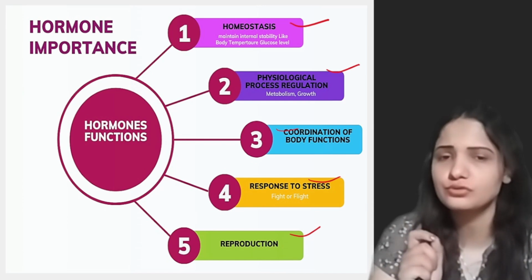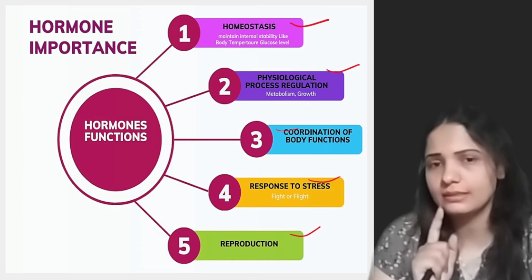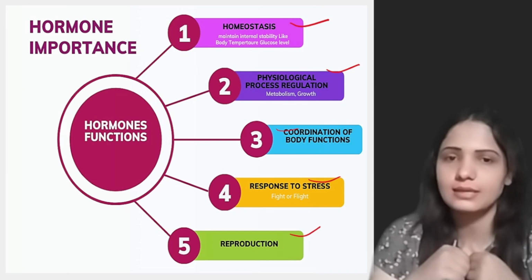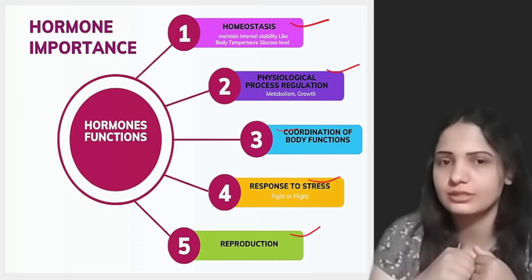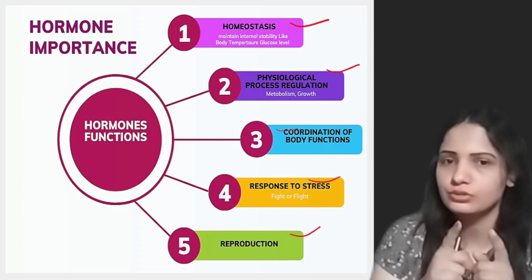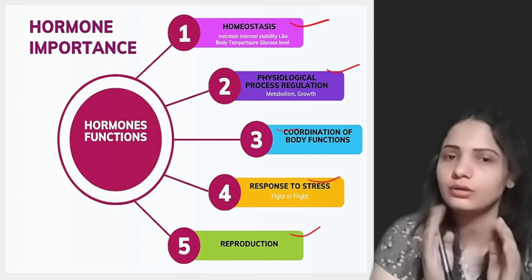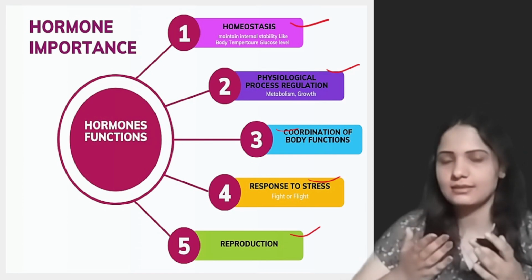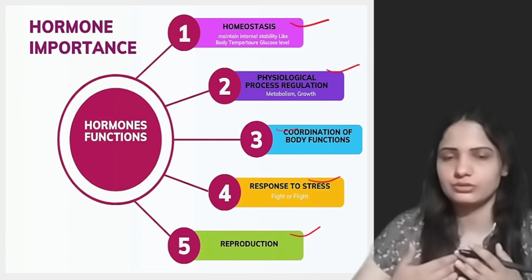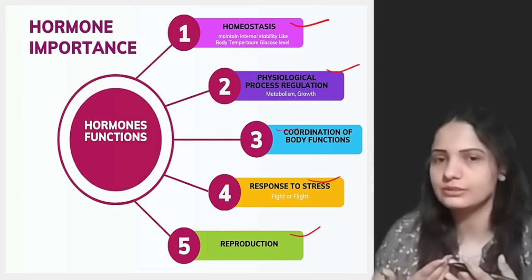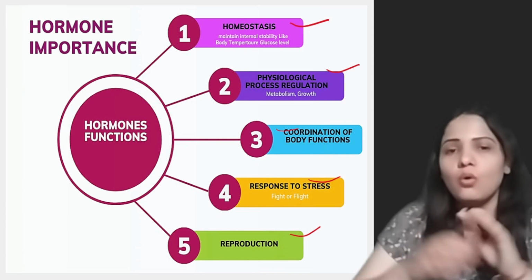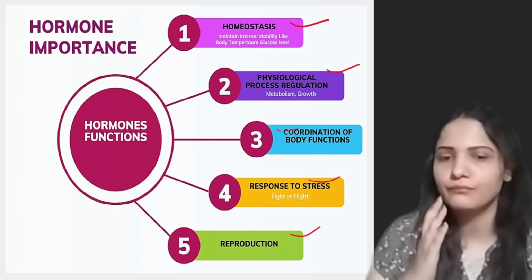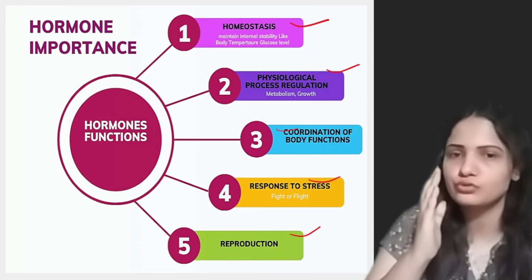Next is response to stress. This is very important. In stress conditions, certain types of hormones are secreted, are released in our body, and those hormones help to fight or flight in stressful conditions. Whenever we face any stress, our body physiology changes. Our heartbeat increases, we start sweating. All these things happen due to hormones. Hormones play a very crucial role in response to stress.